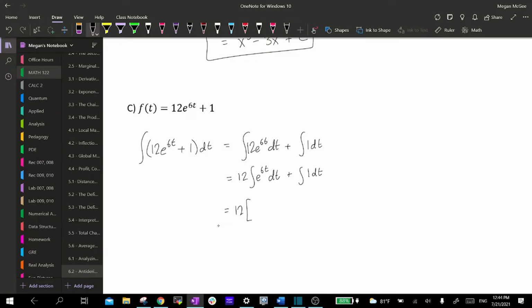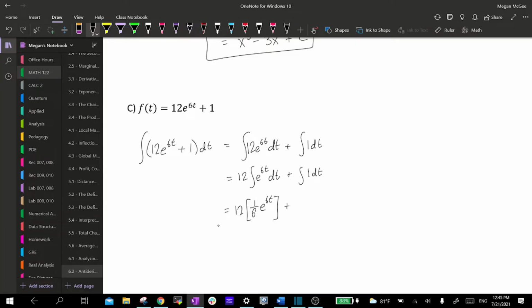So here we have 12. So the integral of e to the 6t, this is one of our exponential rules, right? Where we're going to have e to some constant times our variable. So we're going to put 1 over that constant. So 1 over 6 e, and then we leave everything else alone to the 6t, okay?